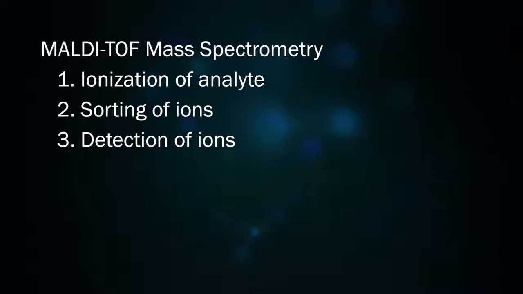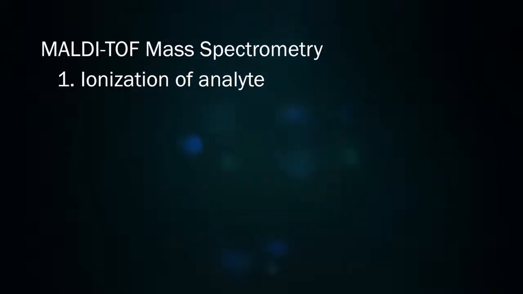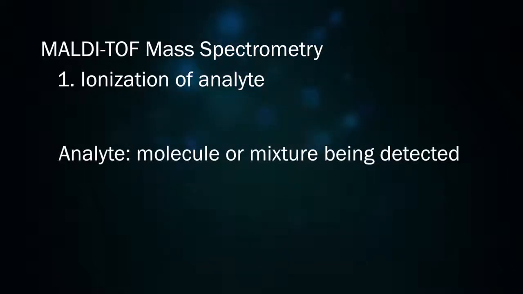Like any form of mass spectrometry, the MALDI TOF process first involves ionization of the analyte molecule. The analyte is the molecule or mixture that's being analyzed. MALDI is very versatile, and basically if you can put a charge on it, you can look at it. We can look at things that are very small. We can look at lipids. We can look at peptides. So it really gives you a very nice range.